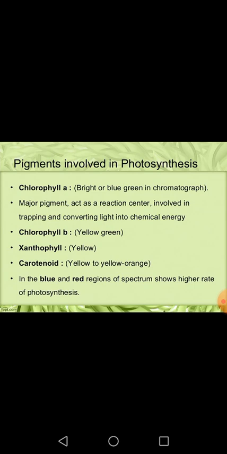And one more thing I want to discuss with you: mostly chlorophyll A and chlorophyll B are involved in the trapping of the solar energy, and as we know, solar light is white light and it has 7 different spectrums, VIBGYOR. So out of these 7 spectrums, the blue as well as the red region of the spectrum show a high rate of photosynthesis.